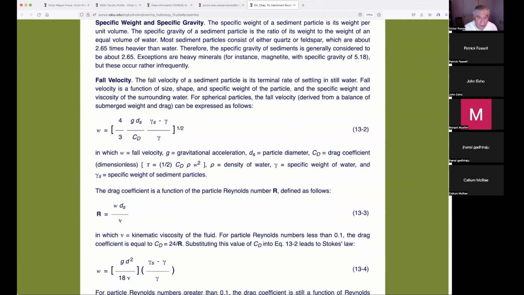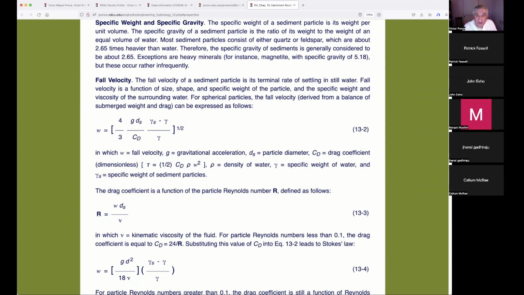So what is the fall velocity? The fall velocity can be expressed as follows. Equation 13.2. Where does this formula originate? Which is not simple, but it can be done. And I believe as part of the homework, I've asked you to derive this formula. How do we do this?